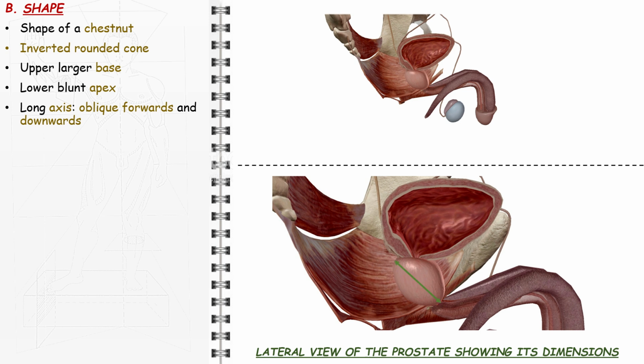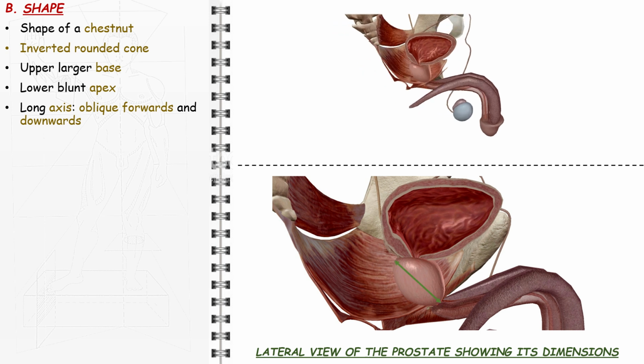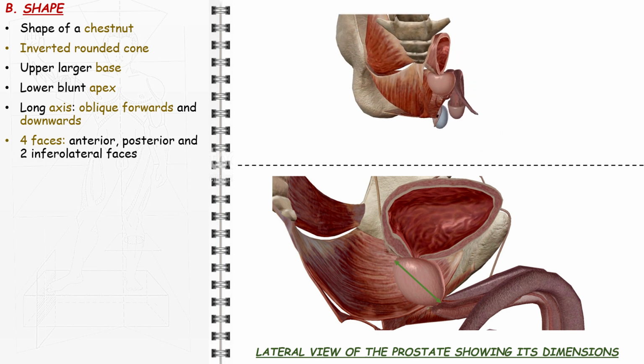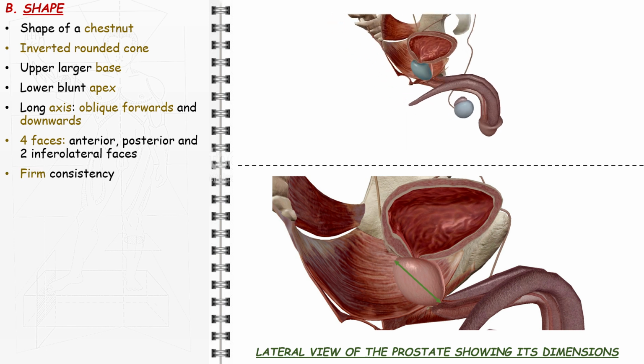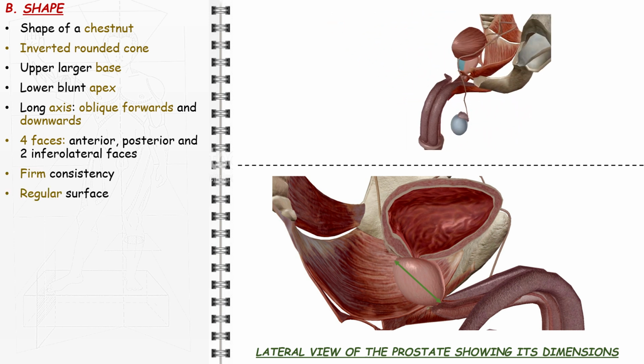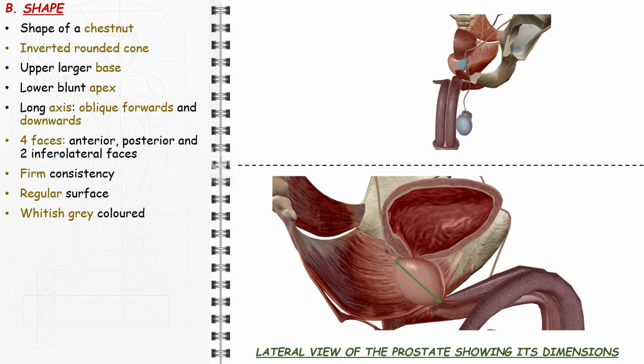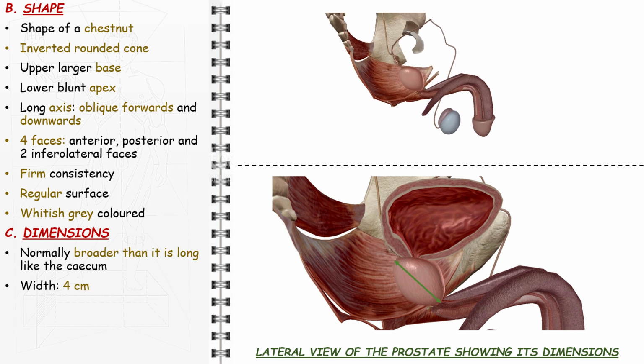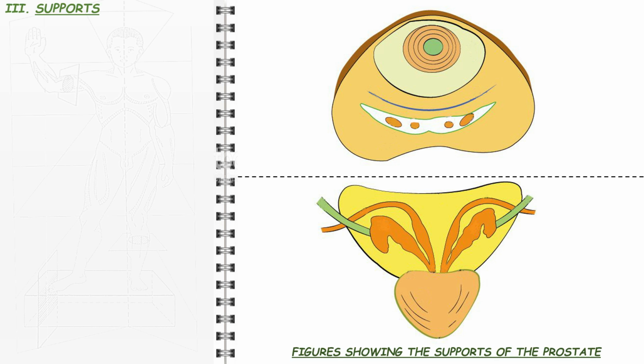The prostate has four faces: anterior, posterior and two inferolateral. Its consistency at the rectal examination is firm, and its surface is regular. The prostate is whitish-gray colored. The dimensions of the prostate are age-dependent. It is normally broader than it is long, like a chestnut. The prostate is 4 cm wide, 3 cm high and 2 cm thick. It weighs 20 grams.